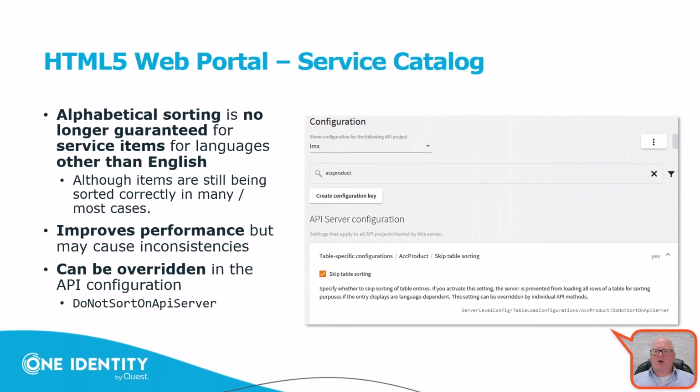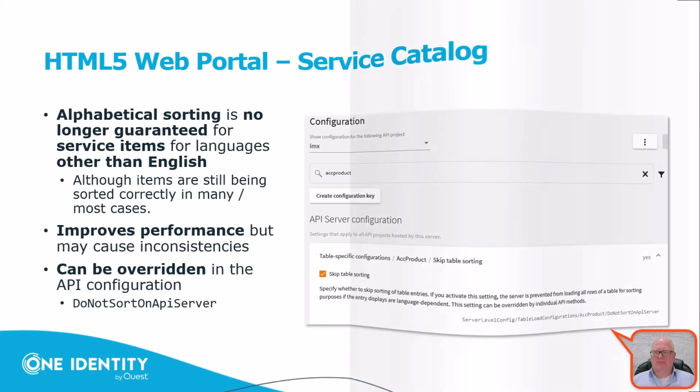Again, from a service catalog perspective, now we are looking a little bit at the API server side. It could be that all the items that are part of the catalog are not alphabetically sorted anymore. This is because they get pre-sorted from the API server side, and there is no alphabetical sorting part of it. However, if that feature is not convenient to you, it is easy. You can override it. Therefore, you can then use in the API configuration that key you can see on the left lower, which is do not sort on API server.